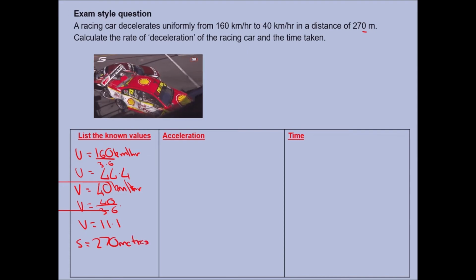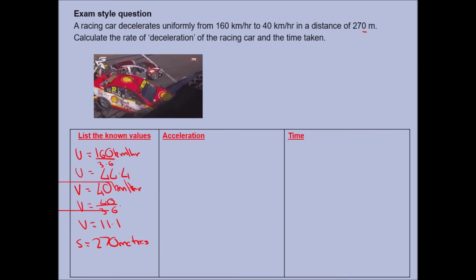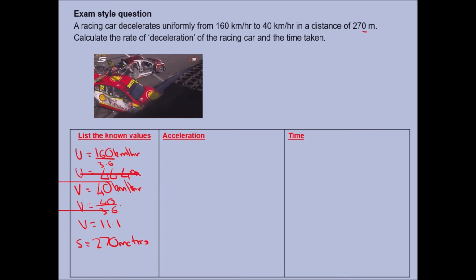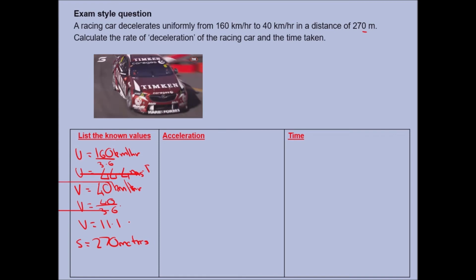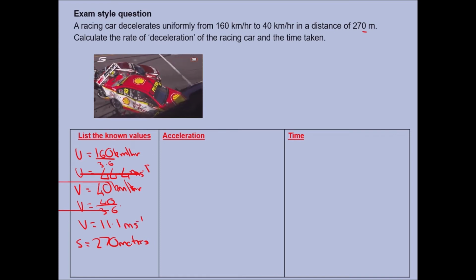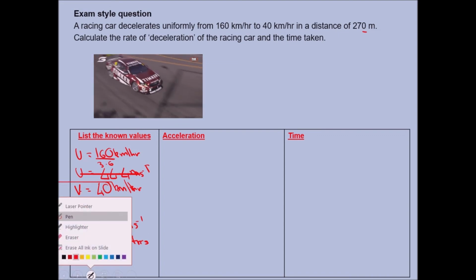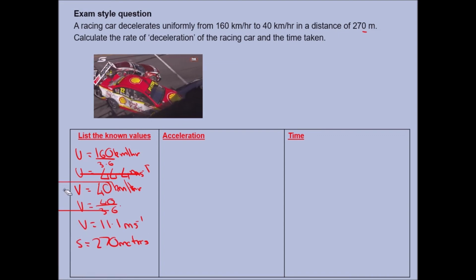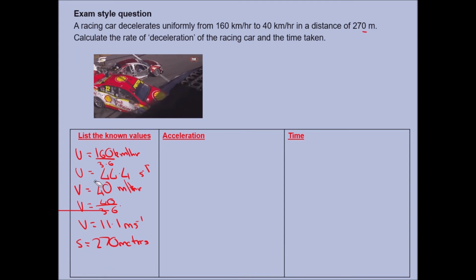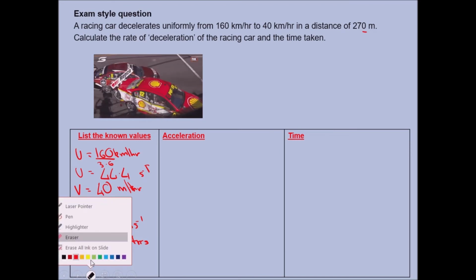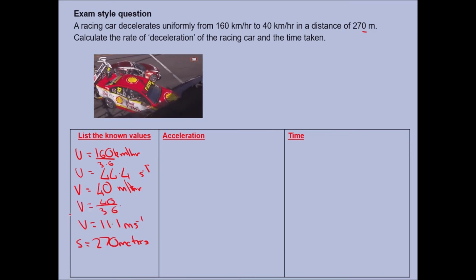Okay, so we've got our initial and our final velocities. Best pop some units on them. Now, apologies for those lines there, but let's see if we can rub them out actually. Oh, there we go. That was alright, wasn't it? Right, let's go for pen.